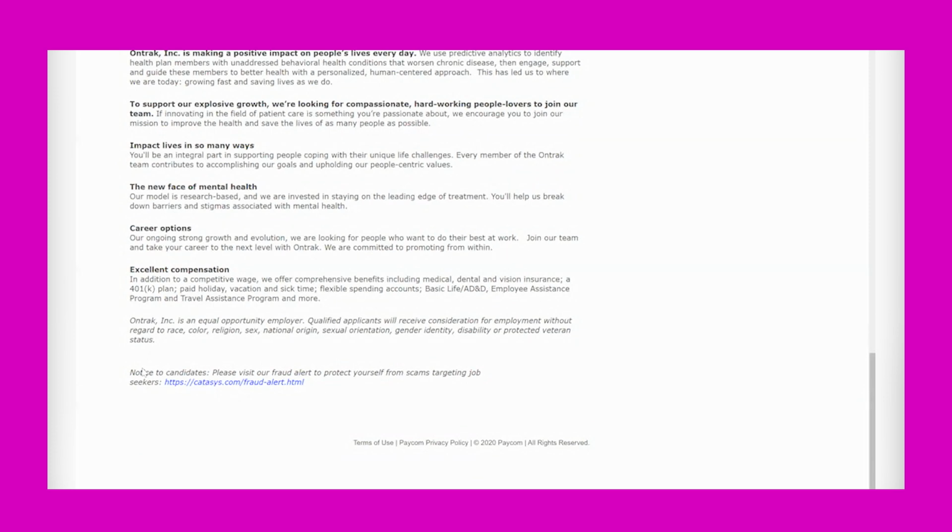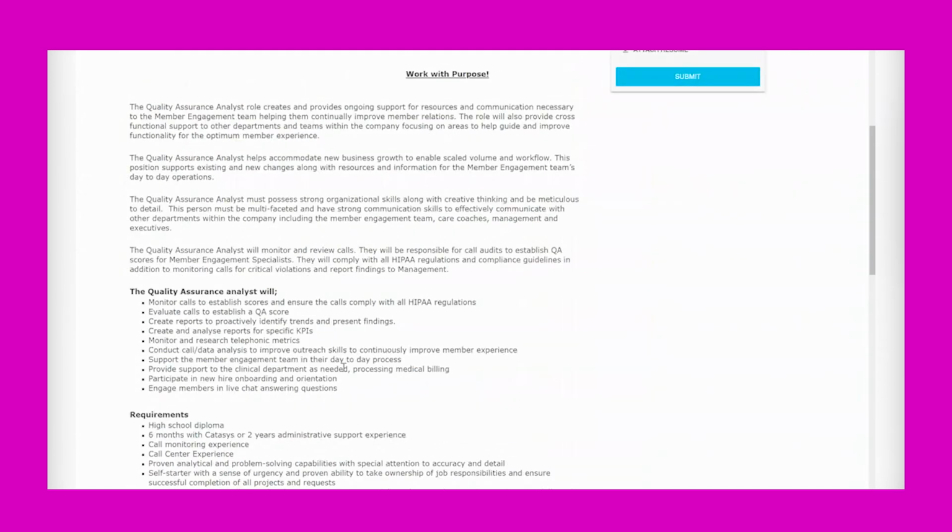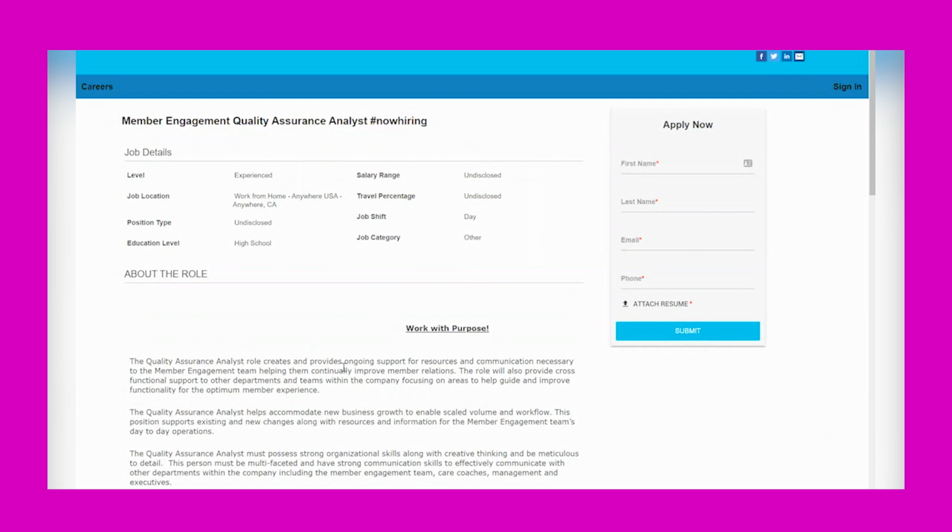So it says, notice to candidates, please visit our fraud alert to protect yourself from scams targeting job seekers. And you can click that link and it just gives you some more info. Basically just helping you know that this is legit and what to watch out for, because sometimes people try and impersonate companies.